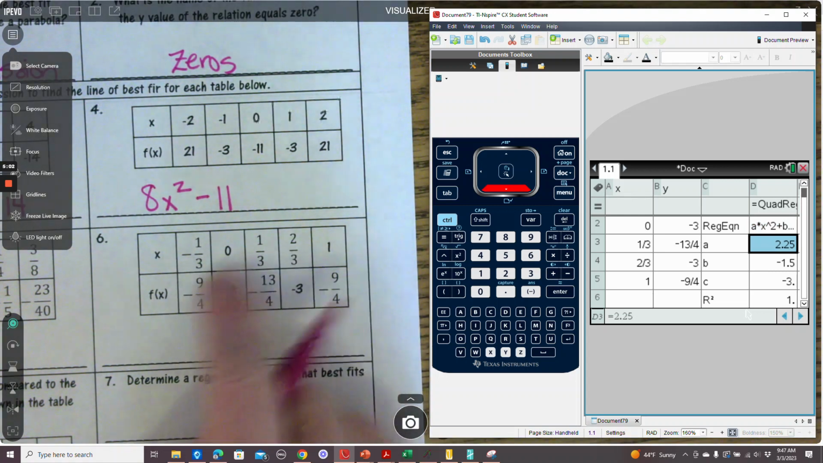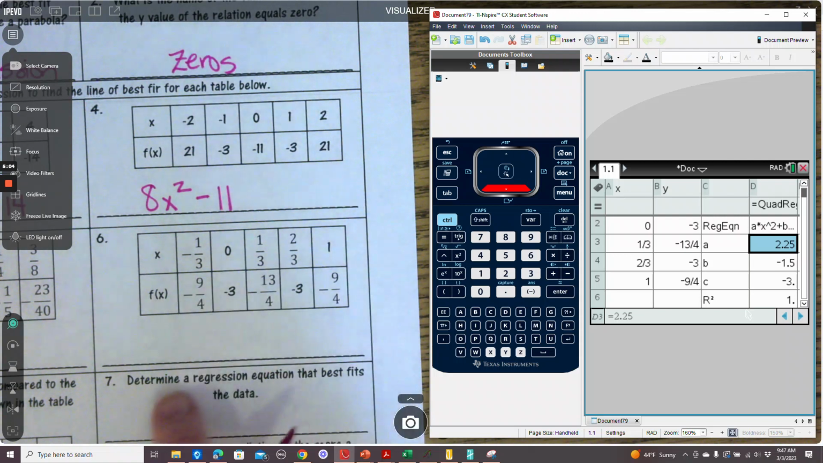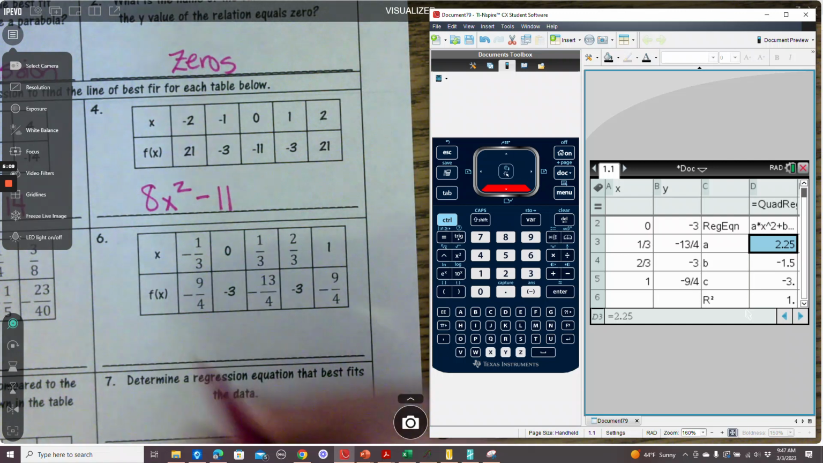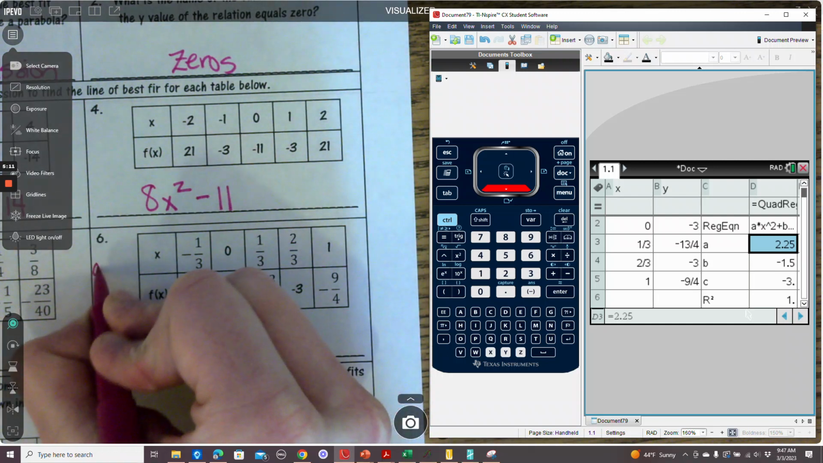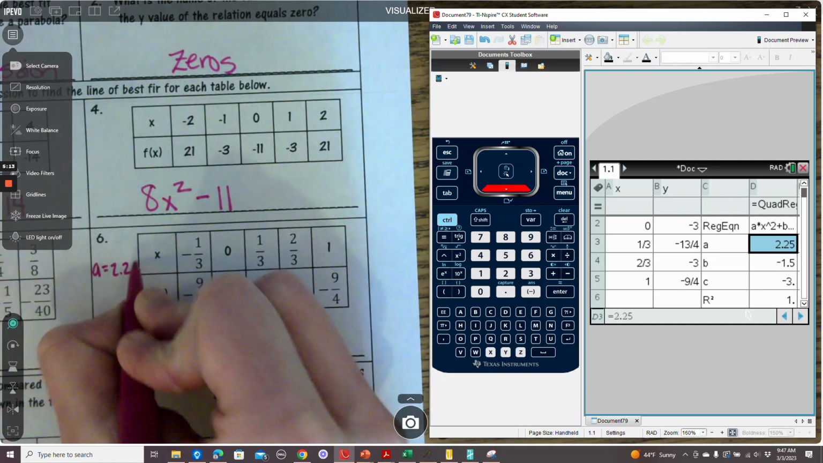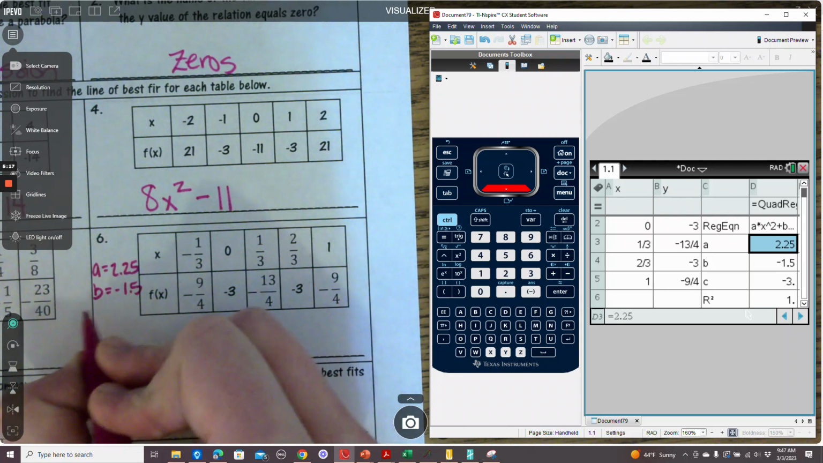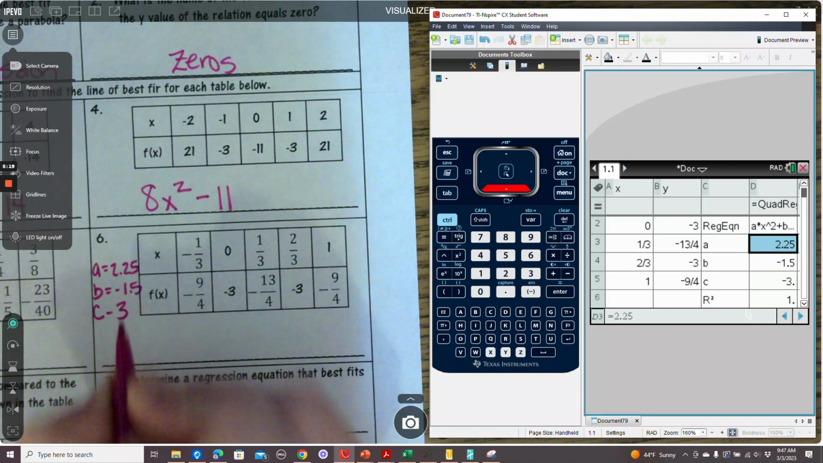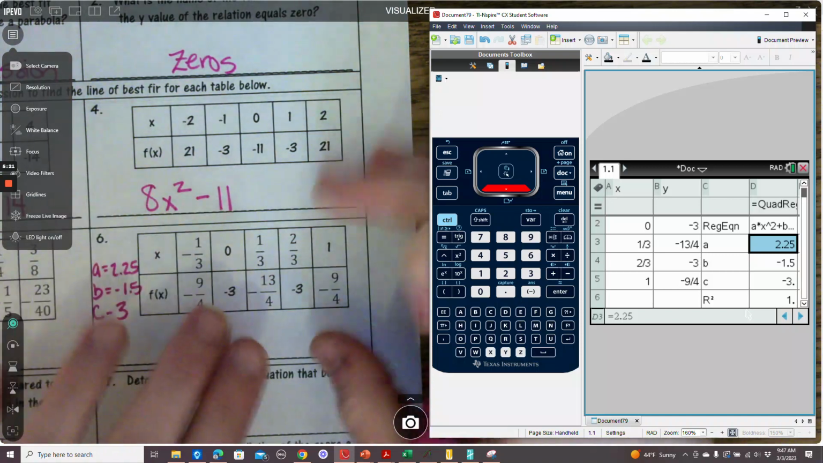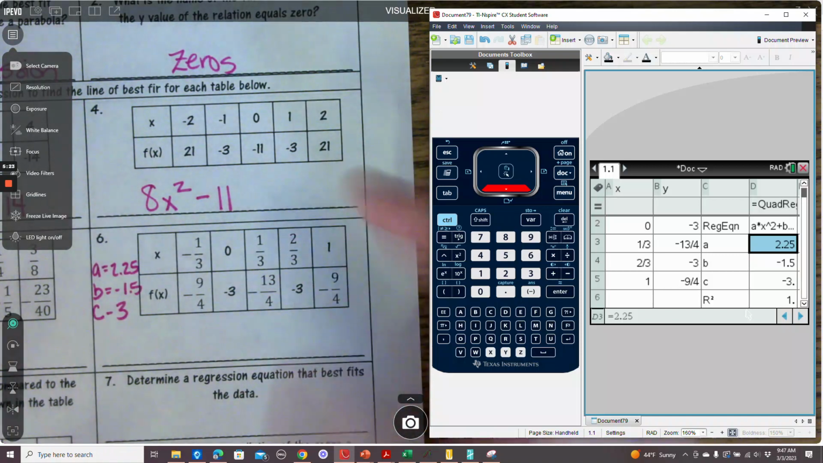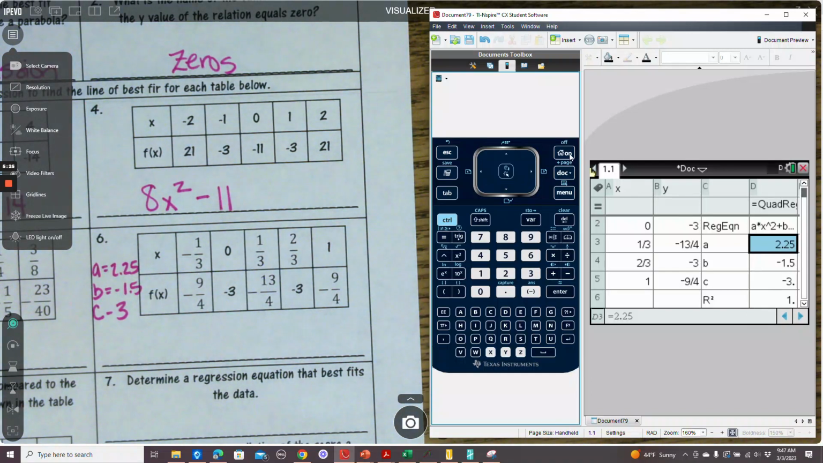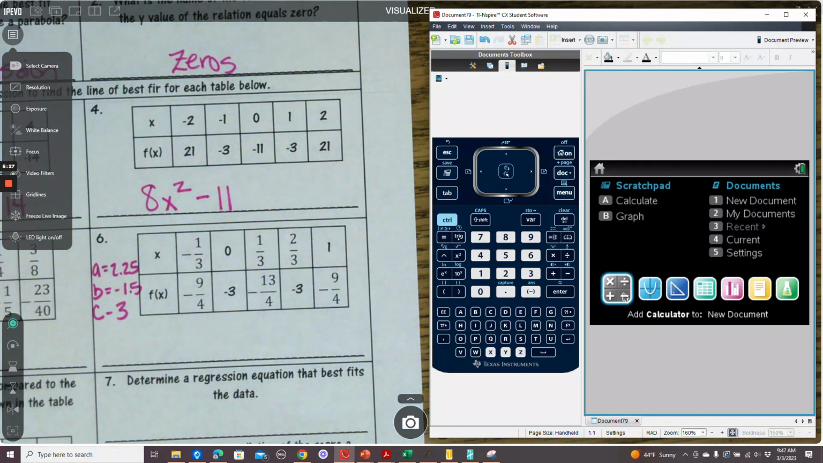If the data they give you is fractions, then your equation needs to be written in fractions. There's no decimals here. So what I'm going to do, I'm going to write these down. So A is 2.25, B is negative 1.5, C is negative 3. That's on a table like this. I'm going to show you an example too where you can use decimals. But then I'm just going to open up the calculator page.